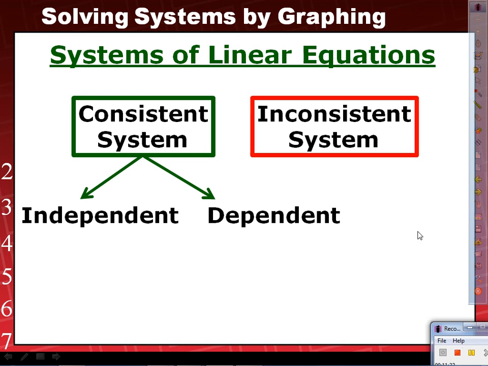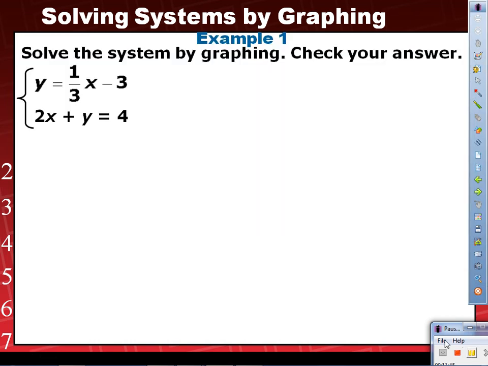All right. Now get your big graphic paper in front of you. Use the big coordinate plane, and you're going to copy example 1 on the top left. Top left. All right. Example 1. Example 1 says, at the top left of your big graph paper, it says, solve the system by graphing, and then check your answer. And the system given is the set of y equals 1/3 x minus 3 and 2x plus y equals 4. Copy that, please, and I'll go over it.